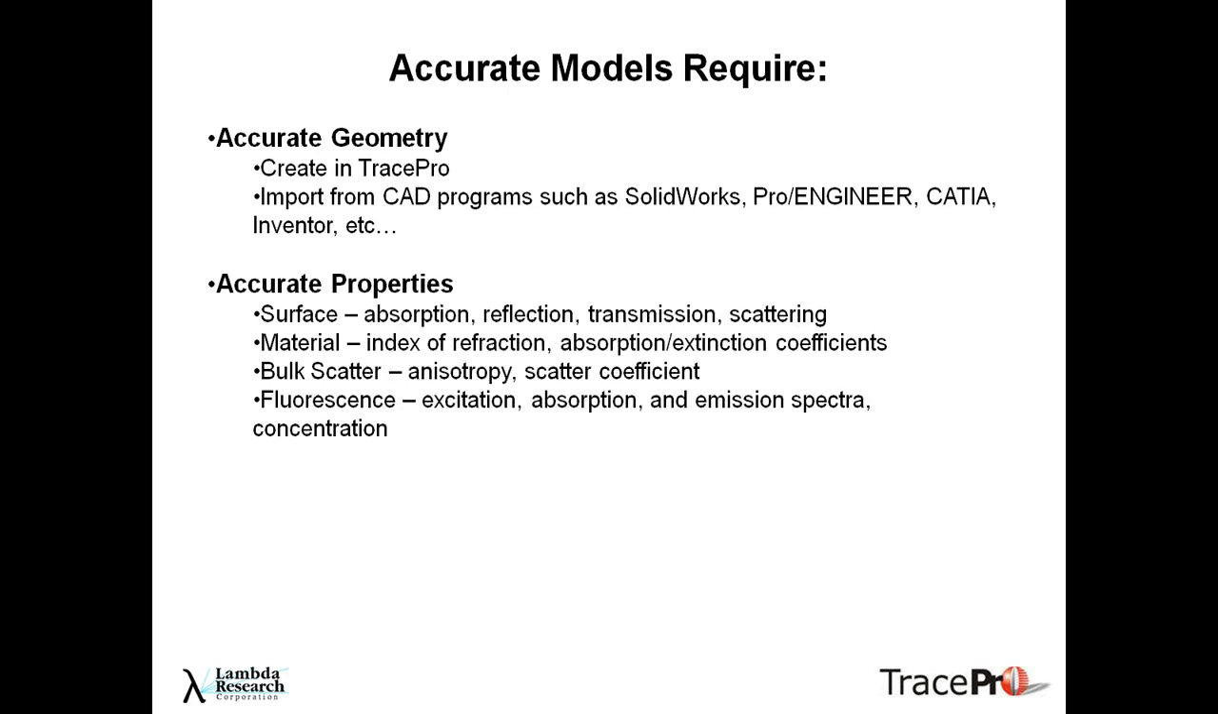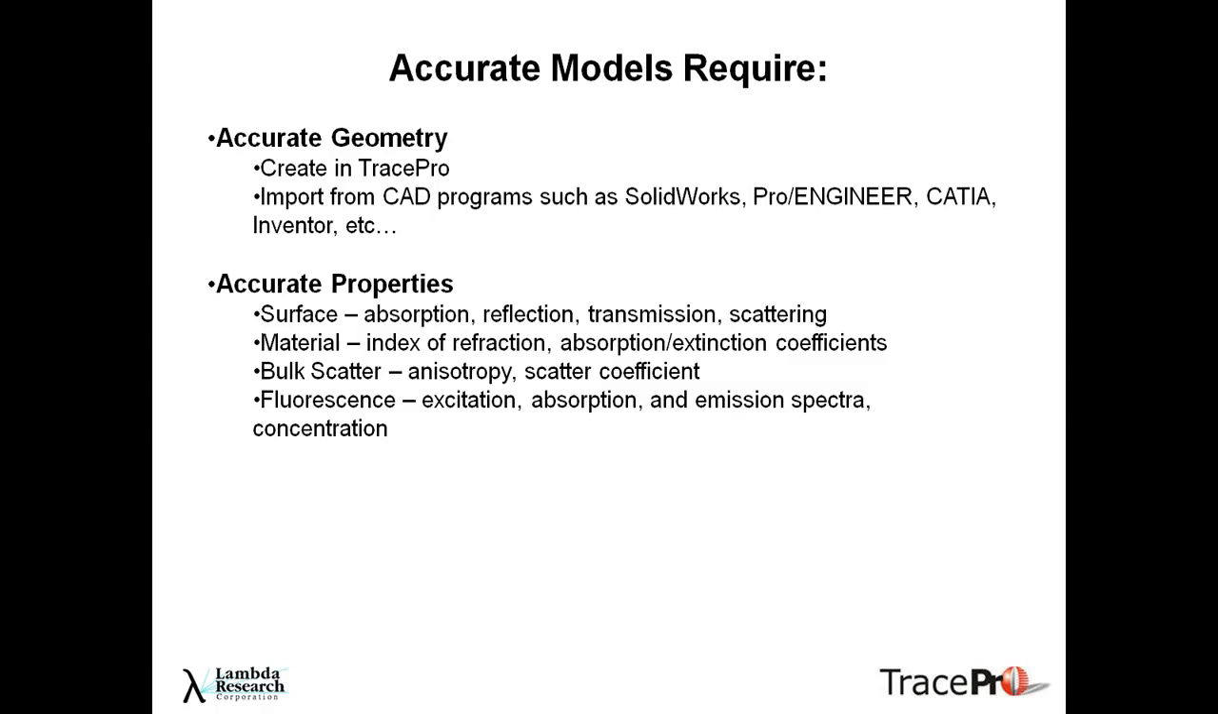But we also need accurate properties. Now these could be surface properties, defining absorption, reflection, transmission, scattering. Material properties, where we're looking at the index of refraction and the absorption extinction coefficients. We could also add in bulk scatter, and then we're going to be defining the anisotropy, so the likely direction of scatter, as well as the scatter coefficient, which is basically related to the mean free path. How far does a ray travel before it's scattered?